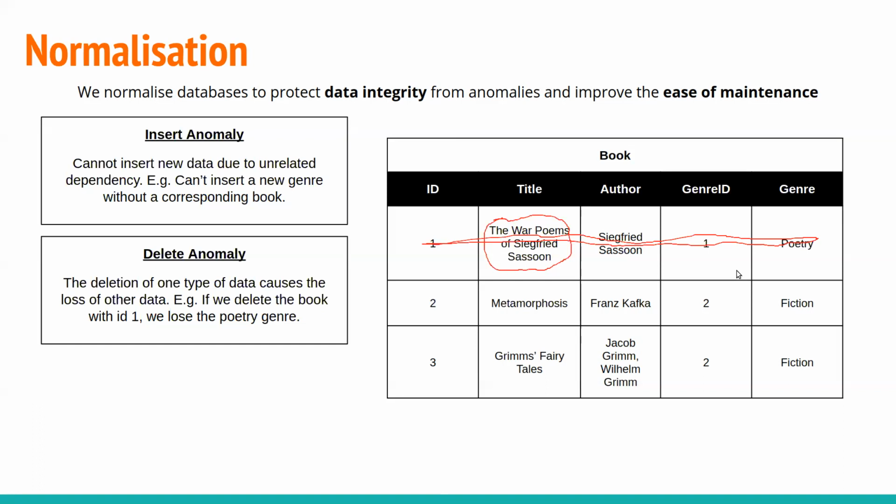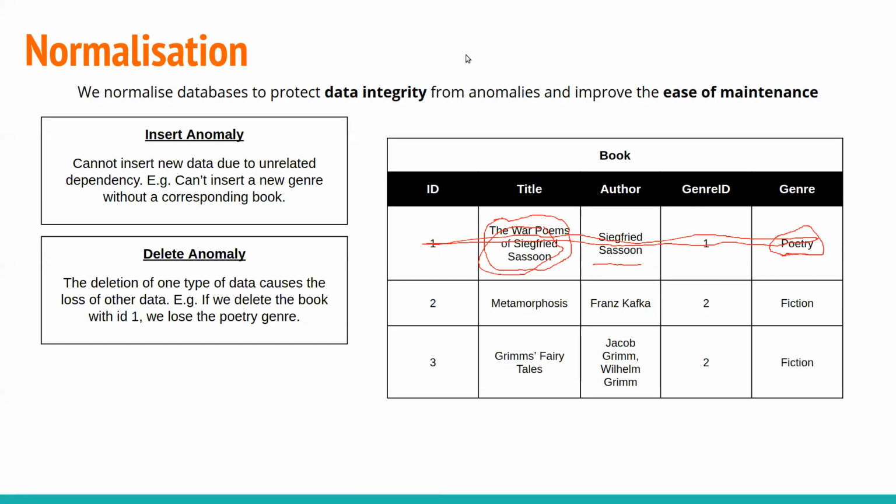It's that because the author and the genre are stored with the book, even though they're not really directly related to the book, when we deleted the war poems of Siegfried Sassoon, we also deleted Siegfried Sassoon and we deleted poetry. You see that? So when we deleted this book from our database, we also deleted the fact that we once stocked a book by Siegfried Sassoon and that poetry is a genre. We deleted the entire genre of poetry. We no longer even know this genre exists.